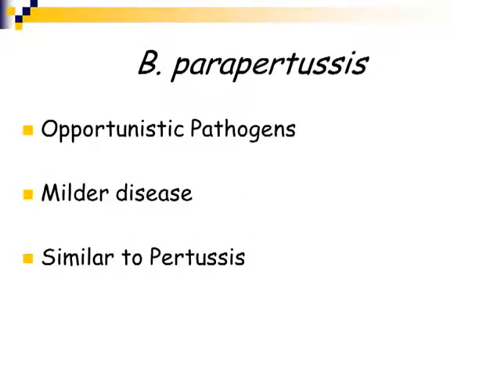Now, Bordetella pertussis is another species, and this is an opportunistic organism. It generates a similar disease to Bordetella pertussis, however, it's much more mild.